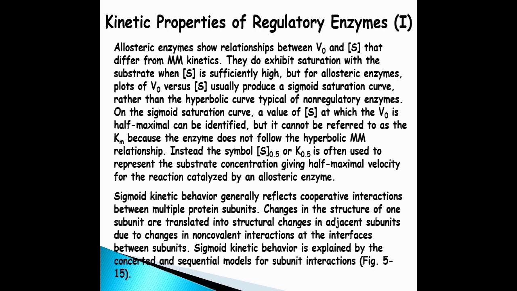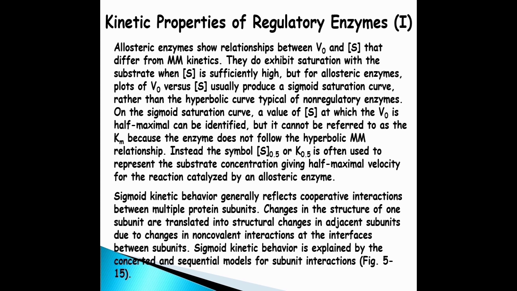Kinetic properties of regulatory enzymes 1. Allosteric enzymes show relationships between V0 and [S] that differ from Michaelis-Menten kinetics. They do exhibit saturation with the substrate when the concentration of substrate is sufficiently high, but allosteric enzymes' plots of V0 versus [S] usually produce a sigmoid saturation curve, rather than the hyperbolic curve typical of non-regulatory enzymes.